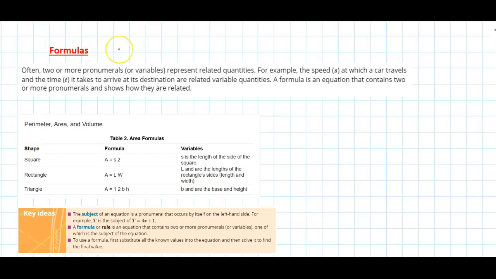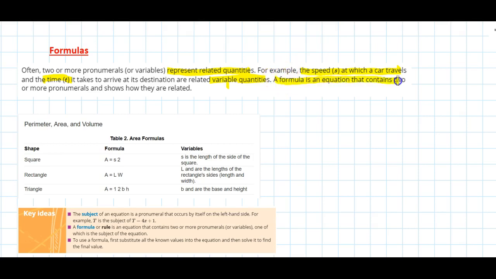In this video, we're going to be looking at formulas and how we use substitution to solve formulas using the pronumerals that we need to know. Now, I'm going to get you to write this first part down. Often two or more pronumerals or variables represent related quantities. For example, the speed at which a car travels and the time it takes to arrive at its destination are related quantities. And this is a key definition that you need to write down.